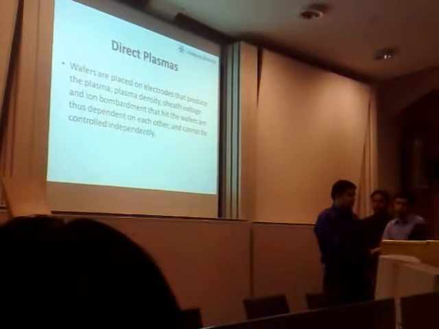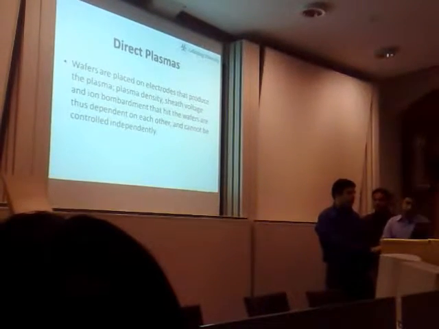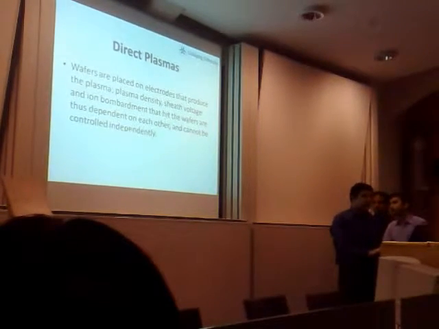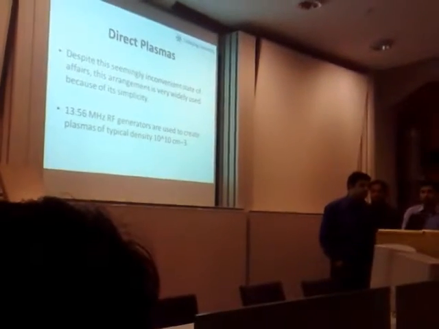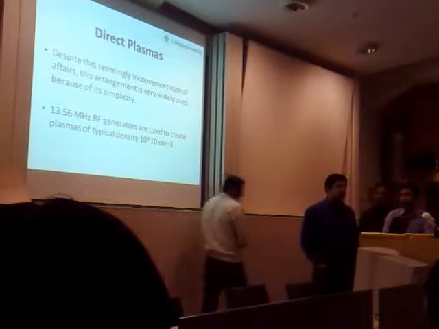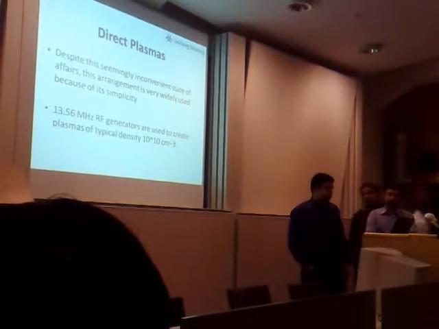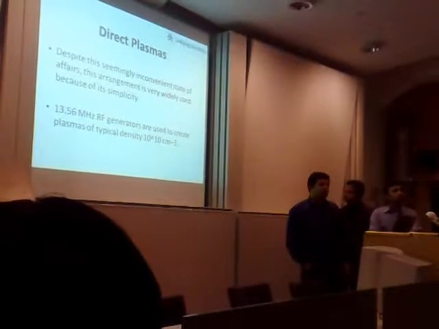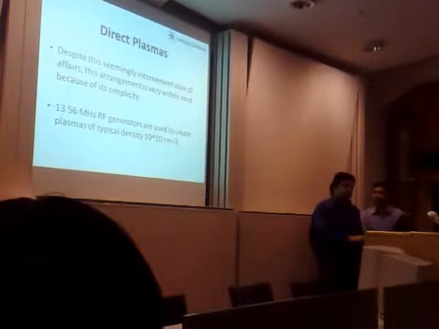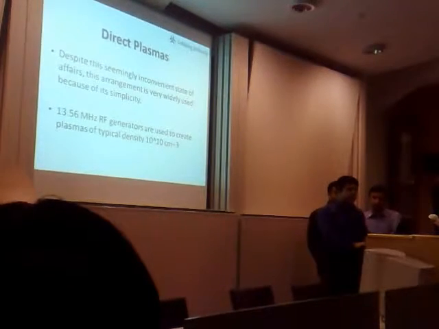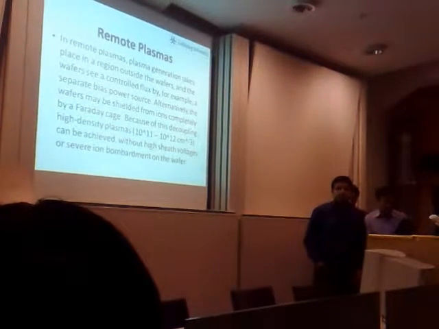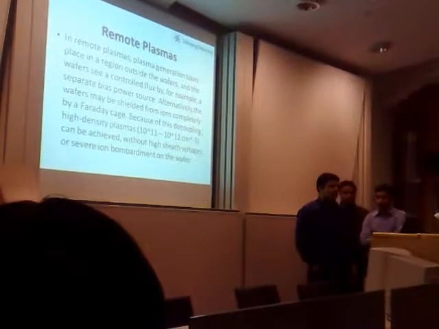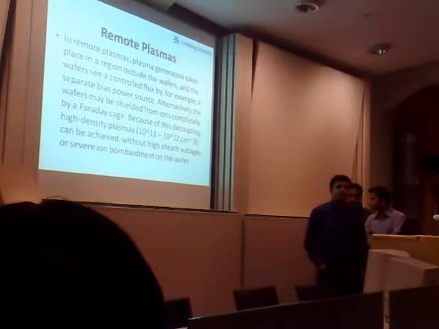Plasma density, sheath voltage and ion bombardment that hits the wafer are thus dependent on each other and cannot be controlled independently. Direct plasma. Despite this seemingly inconvenient state of affairs, this arrangement is very widely used because of its simplicity. 13.56 MHz RF generators are used to create plasmas of typical density 10^10 per cubic centimeter. In remote plasmas, plasma generation takes place in a region outside the wafer. It's not the same as in the direct plasma.